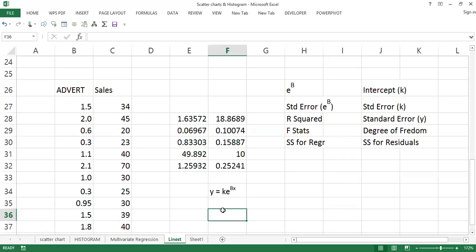Okay, go ahead, please. Y equal to 18.87, yes, 18.87, times 0.0697x.